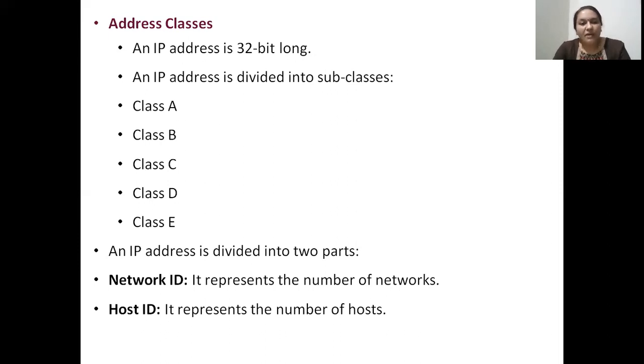There are 5 classes of IP addresses: class A, class B, class C, class D, and class E. These classes vary in the number of bits used for network ID and host ID, and indirectly they vary in terms of the number of networks and number of hosts they can support.